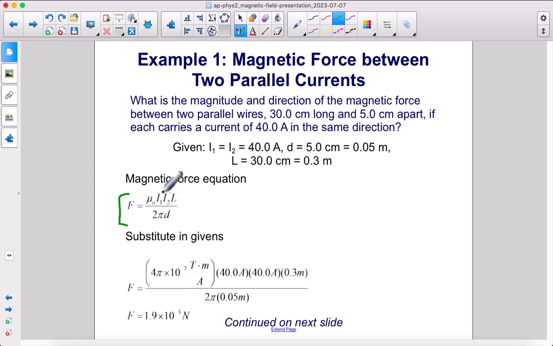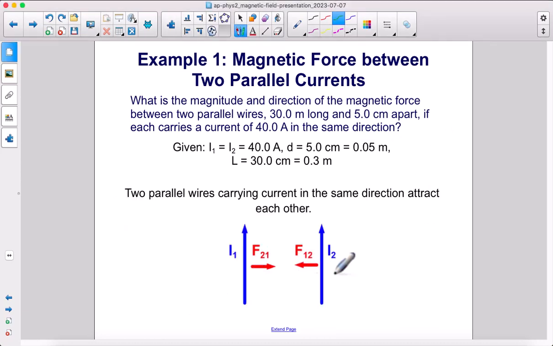So we have the currents, which are the same. We have the length of the wire, which is the same for both, which is important. We have 2 pi d, the distance between them. See how we've converted all of those centimeters into meters, which are standard units. And we get a force of 1.9 times 10 to the negative third newtons. Now we need to find the direction of the force. The wires will be attracted to each other. As we previously concluded, parallel wires carrying current in the same direction attract each other.